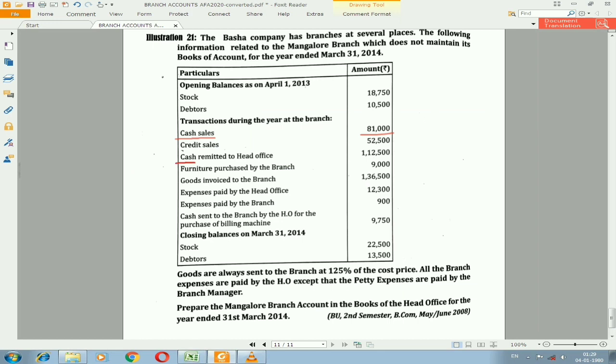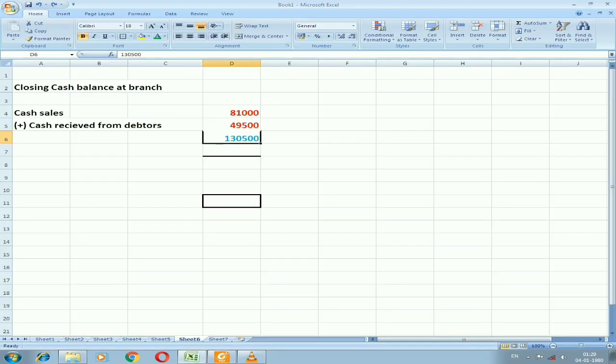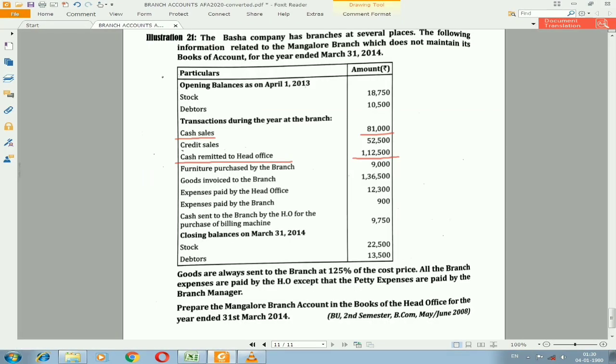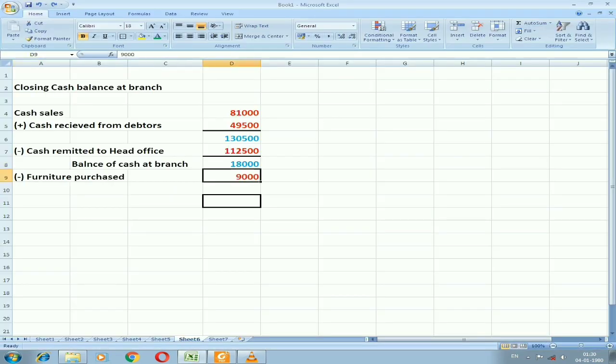From that we need to take out the amount which is sent to head office. Whatever amount we have sent to head office will be deducted. The branch has sent money to head office, 1,12,500, that we are supposed to deduct. After deducting, the branch will have a cash balance of 18,000. From that 18,000 we need to deduct the expenditure done by the branch, for which the head office is not going to send money. Furniture purchased by the branch is one expenditure, and expenses paid by the branch is another. For these two the head office is not sending money. That is the reason they need to deduct them from the total income they have.